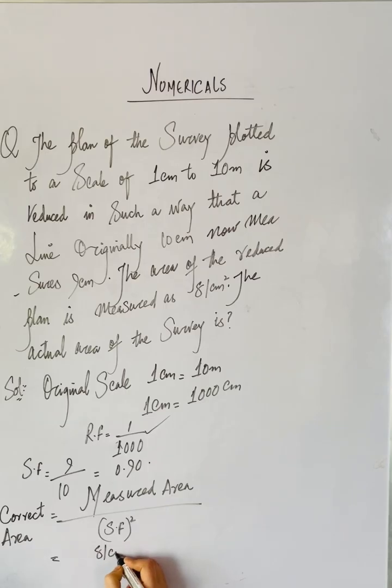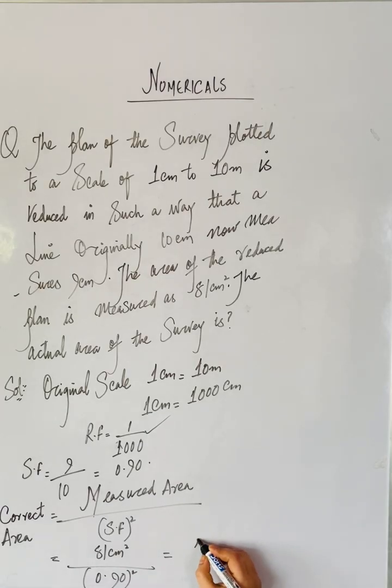81 centimeter square. My shrinkage factor is 0.90. So my correct area on the plan will be equal to 100 centimeter square. How much? 100 centimeter square. But the question doesn't ask this. The question asks us to find the actual area of the survey. That means we have to find the actual area on the ground, right? So that will be equal to how much?